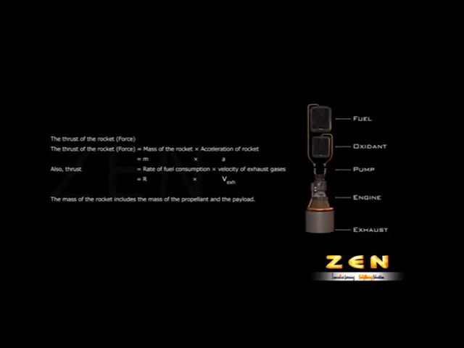The acceleration of the rocket depends on the mass of the rocket m, the rate of the fuel consumption r, the velocity of the exhaust gases v_exh. The thrust of the rocket, force, is equal to mass of the rocket into acceleration of the rocket, that is equal to m into a. Also, thrust is equal to rate of the fuel consumption into velocity of the exhaust gases, that is equal to r into v_ex. The mass of the rocket includes the mass of the propellant and the payload.